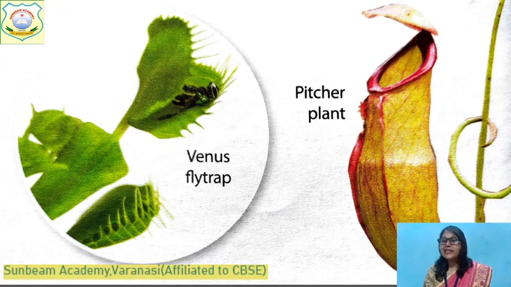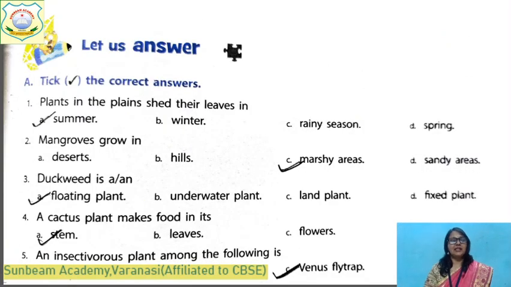And another insectivorous plant is pitcher. It is pitcher shaped, घड़े की shape का है. Here also you can see a lid and the fluid is filled inside this pitcher. When any insects come, this lid closes and the insect is eaten by this plant. Okay, they are called insectivorous plants. Now let's read the book exercises. Plants in the plains shed their leaves in which season?